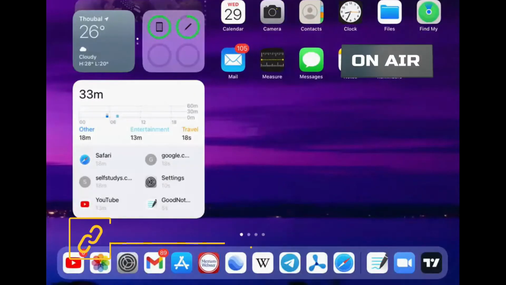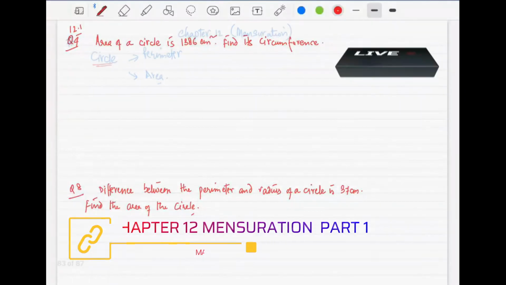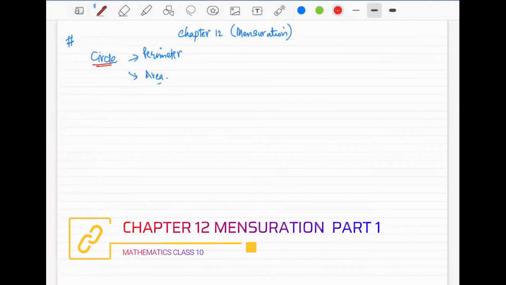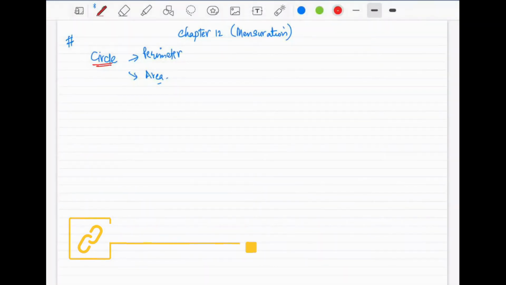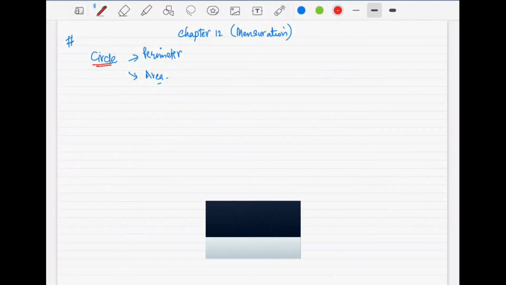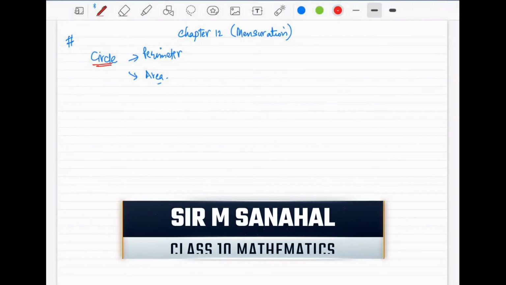So starting a new chapter. Okay, mensuration, vast, biggest chapter actually. Biggest chapter carries the most marks. Right now, I want you all not to focus on the marks, but rather on understanding the concepts first. Of course, I'm going to teach this from your exam point of view.